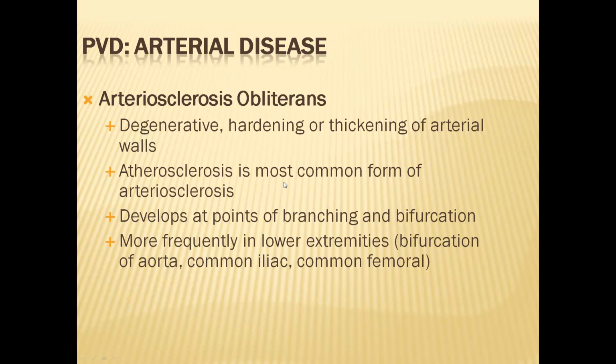So, PVD, arterial disease, peripheral vascular disease. Different kinds of peripheral vascular disease. Are we talking arterial or are we talking venous? There's a disease called arteriosclerosis obliterans, hardening and thickening of the walls. This arteriosclerosis obliterans usually happens at bifurcations, branching in the arteries. It's more common in the lower extremities, in the aorta, common iliac artery, or the common femoral artery.